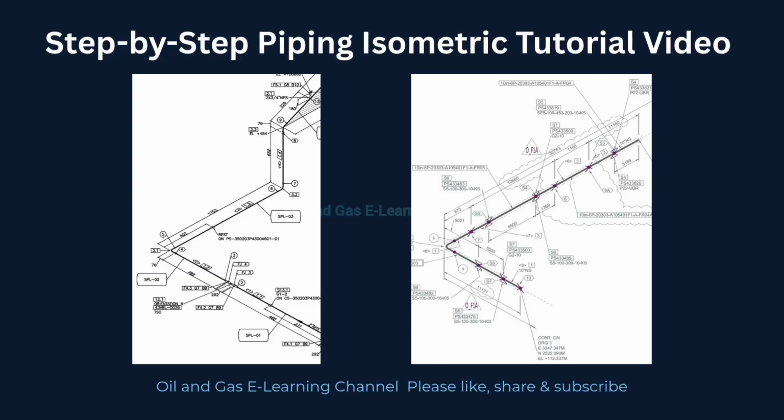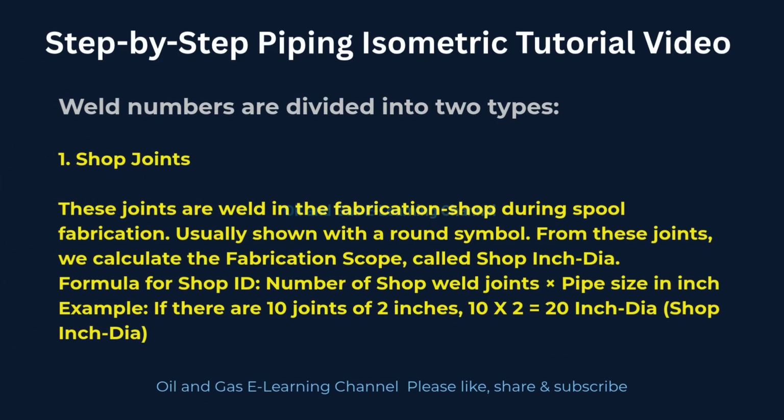Weld numbers usually increase along the flow direction. This helps to understand the sequence of fabrication and installation. You can see these numbers shown near the joint in the drawing. Weld numbers are divided into two types. 1. Shop joints. These joints are welded in the fabrication shop during spool fabrication.